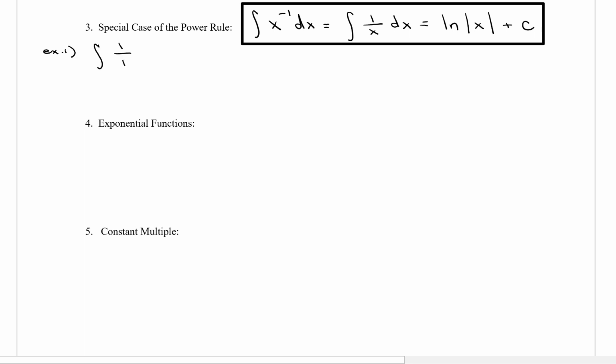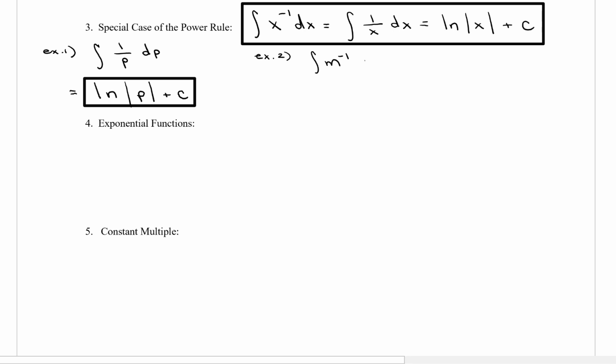Example 1. The integral of 1 over p dp. This will be equal to the natural log of the absolute value of p plus c. And then we will box that. Let's go on to example number 2. The integral of m raised to the -1 power dm. This is going to be equal to the natural log of the absolute value of m plus c. And let's box that answer as well.